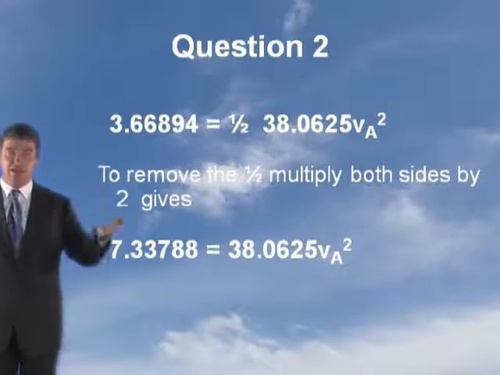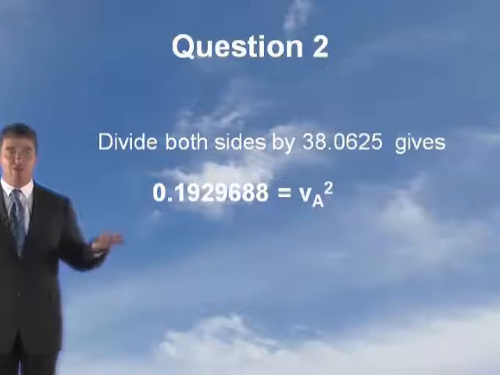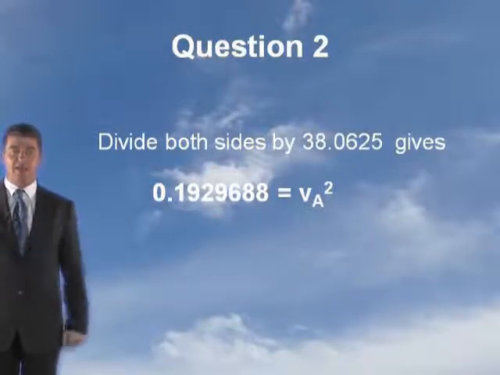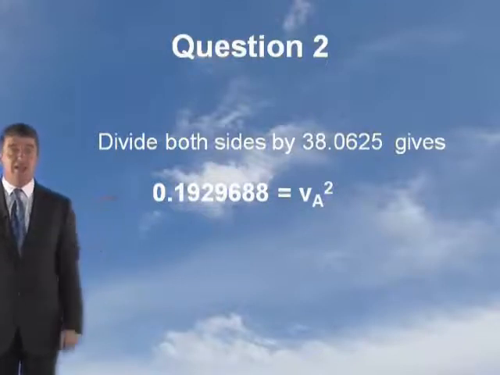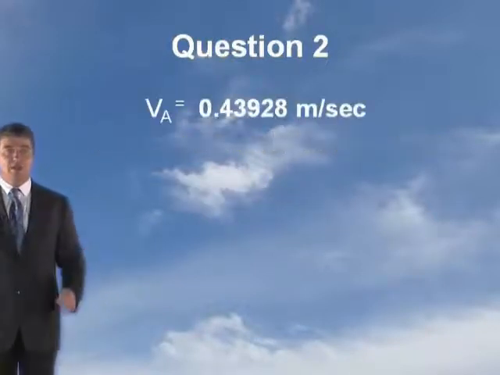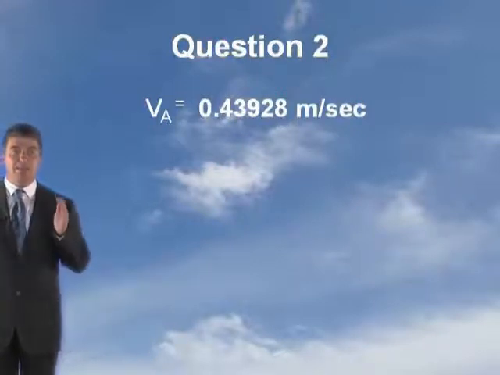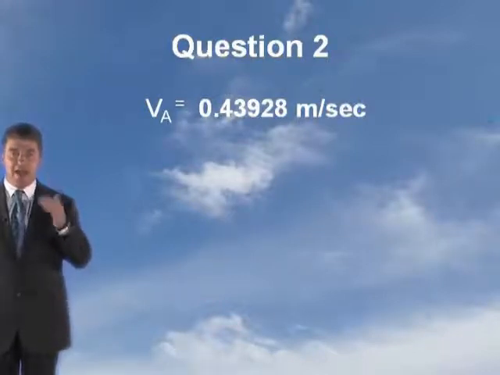Now, how do you transpose again? Divide both sides by 38.0625, which gives you 0.192968 equals the square of the velocity at point A. And finally, square root both sides gives you VA equals 0.43928 metres a second. That is the velocity at A.